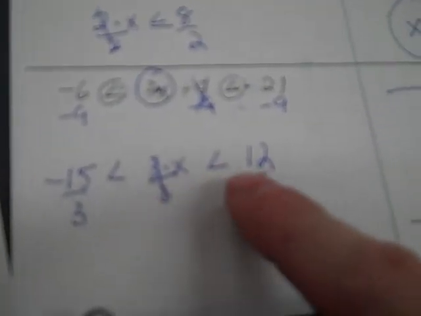Okay, now it's time to divide. So I'm going to cover those up for a second. I'm going to divide this by 3, but I need to divide both of these by 3 as well. Okay, so I'm going to put my answers over here. Negative 15 divided by 3 is negative 5. And then I have the x, and then the sign again, and then 12 divided by 3 is 4. So those are the 2 numbers I'm going to be graphing, negative 5 and 4.